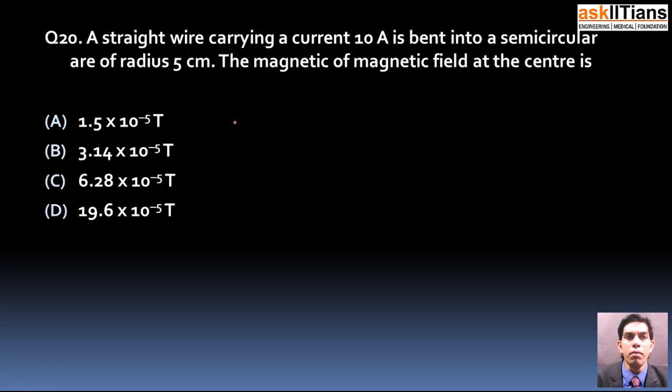Moving on. A straight wire carrying a current of 10 ampere is bent into a semicircular arc of radius 5 centimeter.